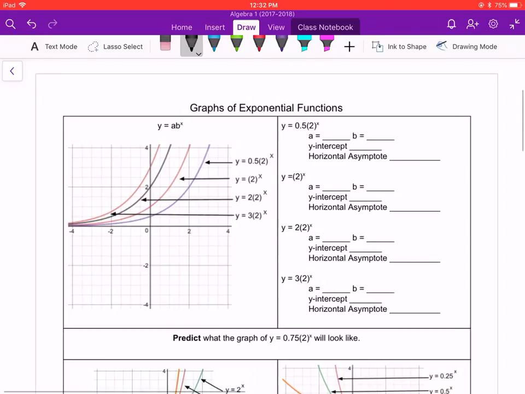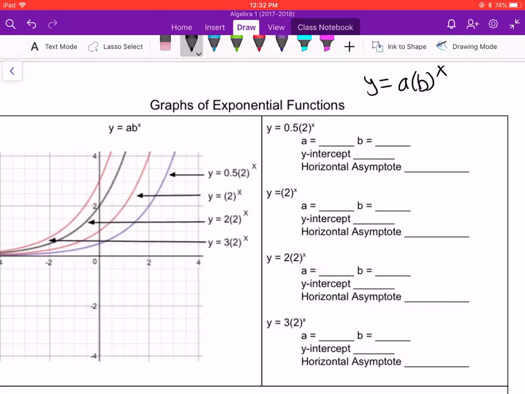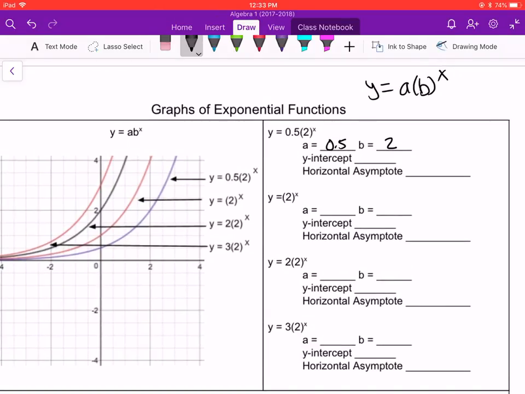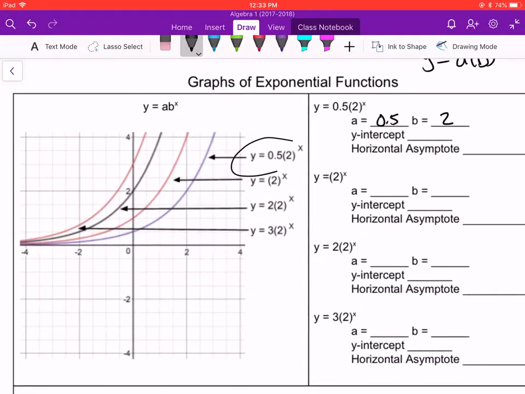These are exponential functions, so that means y equals a times b to the x, x is in the exponent. If you look at the first example, y equals 0.5 times 2 to the x, that means a would be the first number, 0.5, your initial value, and b would be 2, your ratio. The first graph here is shown in purple.